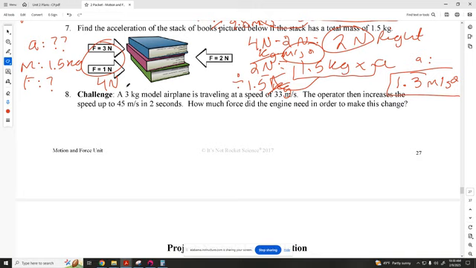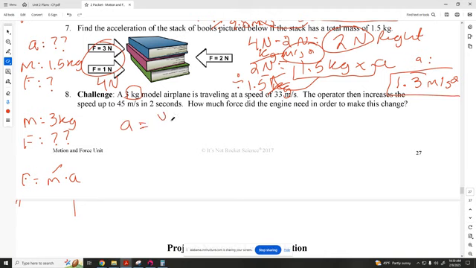Challenge: a 3 kilogram model airplane, so that is my mass, traveling at a speed of 33 meters per second. The operator then increases the speed up to 45 meters per second in 2 seconds. How much force did the engine need? So I'm looking for force. Remember, force is equal to mass times acceleration. I have the mass, but I don't have the acceleration. So let's find acceleration first.